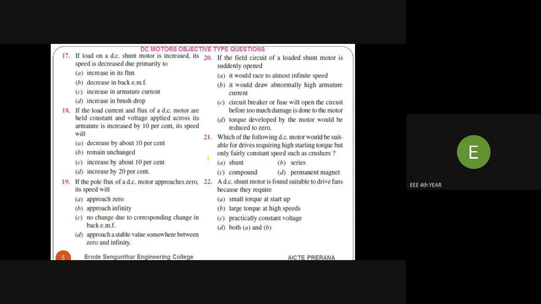The exact correct answer is decrease in back EMF. The formula behind this answer is Eb equal to V minus Ia into Ra. If you increase the load of the DC shunt motor, the armature current value also increases. The Ia Ra drop voltage also increases. So V minus Ia Ra value is reduced, which means a decrease in back EMF value.